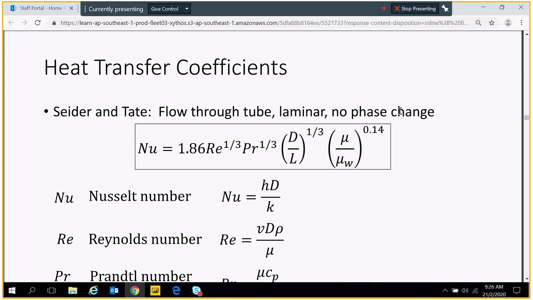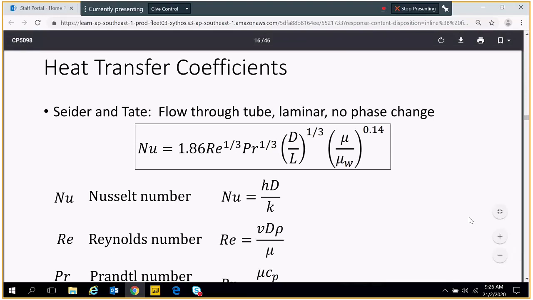Steam cannot condense, or there's no condensation of the vapor. No phase change: vapor is vapor, remains as vapor. Liquid doesn't evaporate. Liquid stays as liquid, no evaporation. So that is no phase change. No condensation, no evaporation.